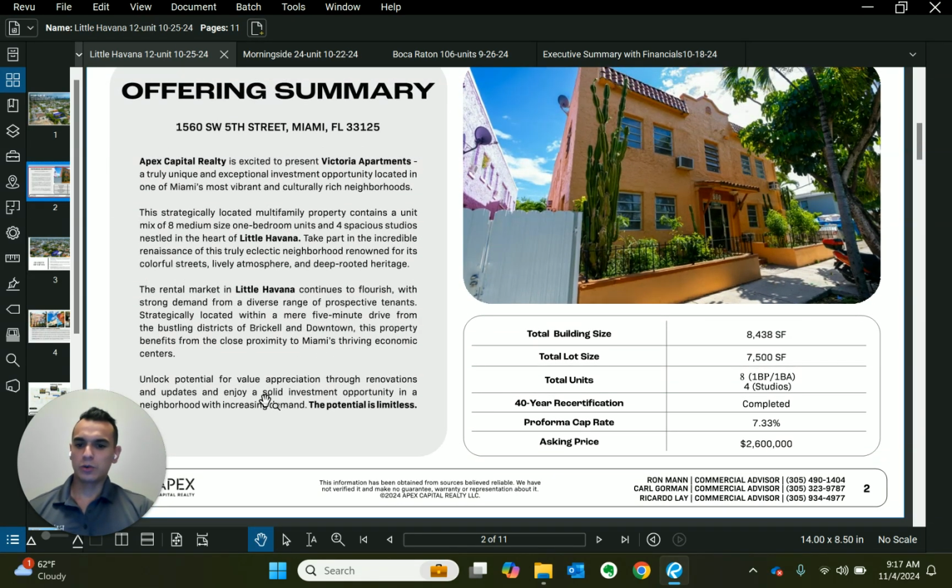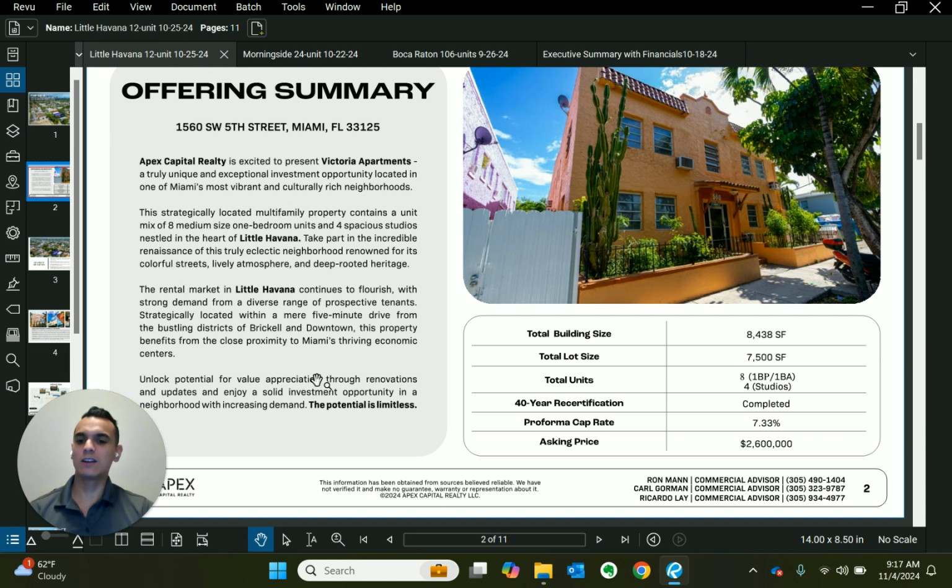Unlock the potential. The potential is limitless. Interesting way of putting it. Actually, I did read this past part of the paragraph. Unlock potential for value appreciation through renovations and updates. So what that tells me is that it's not in a renovated condition, which is probably a good thing if you are a value-add investor like most investors out there. But if you are looking for something turnkey, this might not be for you.